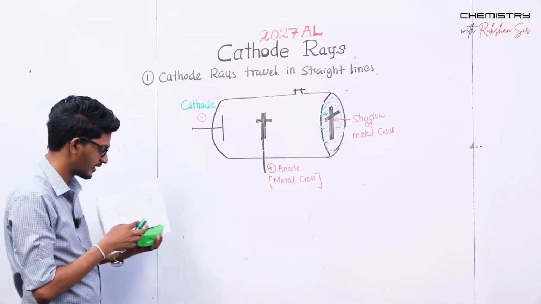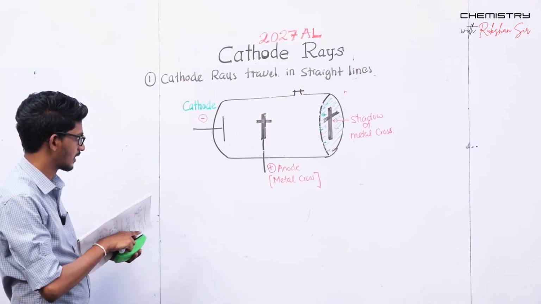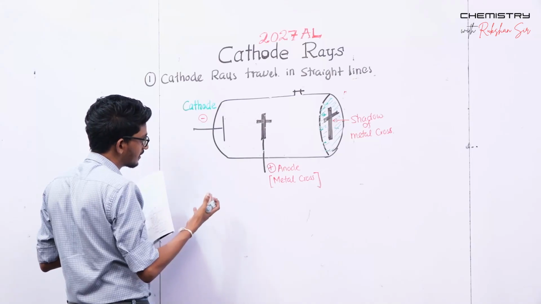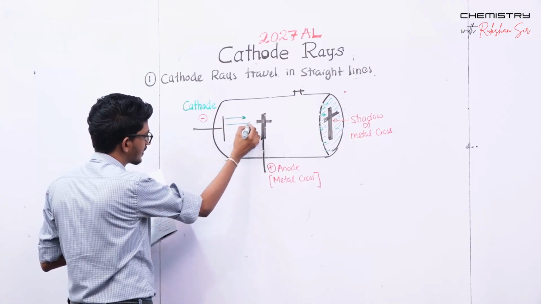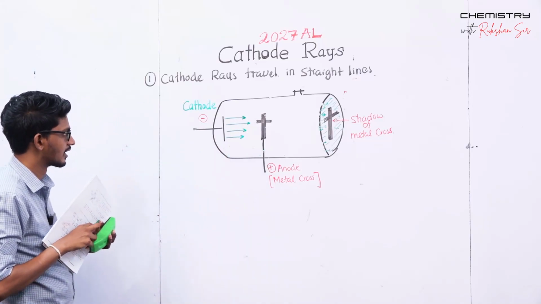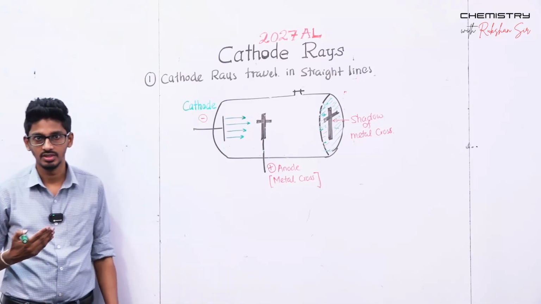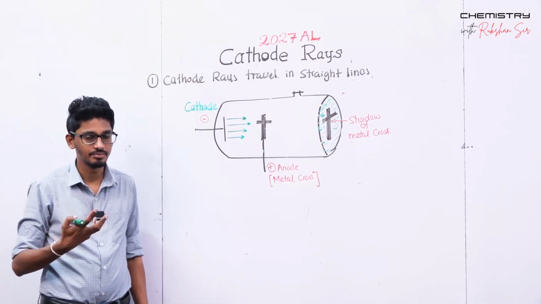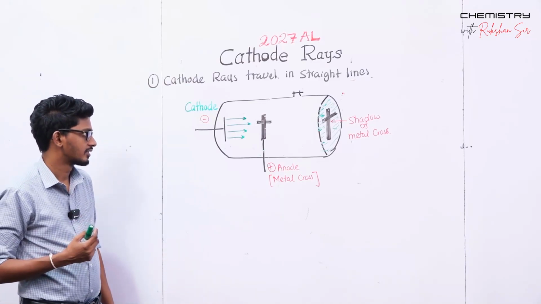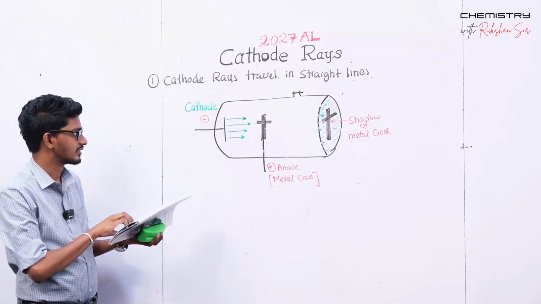So quickly draw this one, Lamai. Quickly draw this setup. You should be able to come up with these setups for the first term test. Not for the O levels or the A levels, but for the first term test, they may ask such questions: give a labeled diagram of the experimental setup which proves that cathode rays travel in straight lines. If such a question is asked, you have to draw this with some labeling.